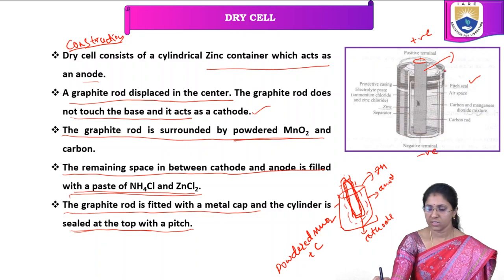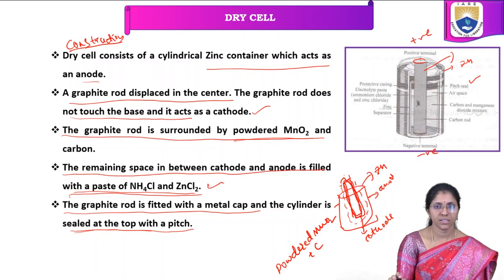Here this is the zinc cylinder, the cylindrical zinc container, and in this, the cathode graphite rod is placed without touching the bottom. The graphite rod is surrounded by powdered MnO2 and carbon. The space between cathode and anode is filled with the paste of ammonium chloride and zinc chloride. The graphite rod is fitted with a metal cap, and the cylinder is sealed at the top with a pitch seal. This is the construction of the dry cell.